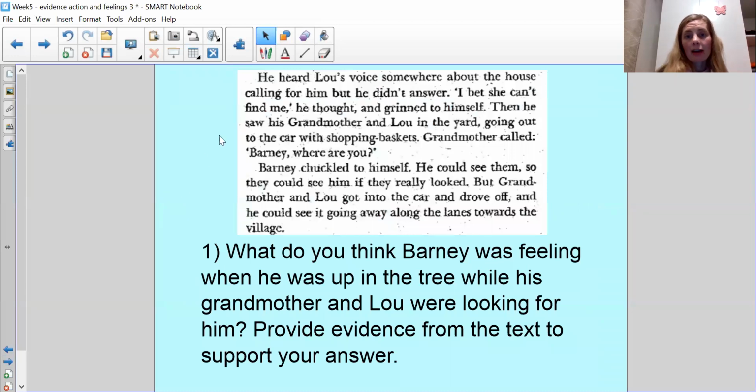Right, so we're going to be carrying on with another four questions based on that exact same skill that we did yesterday. And I have snipped out the parts where you will need to find the answers for the evidence. So it says here, what do you think Barney was feeling when he was up in the tree while his grandmother and Lou were looking for him? Provide evidence from the text to support your answer.